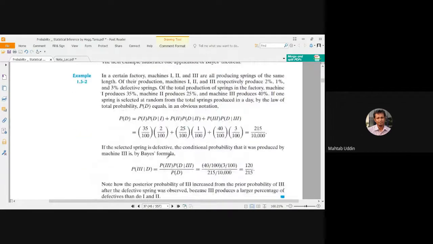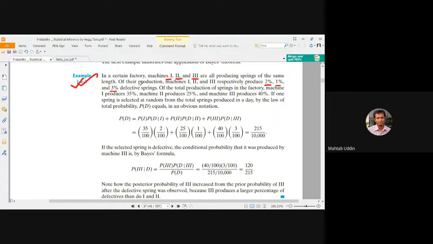I have already proved that. Now that our second example. A certain factory has machines, there are 3 machines. How many machines? 3 machines. All producing springs of same length. Of their production, machine 1, 2, 3 respectively produce 2%, 1%, and 3% defective springs.